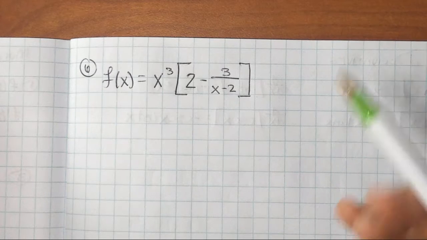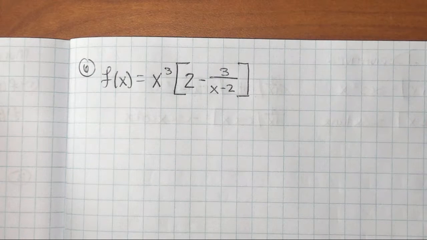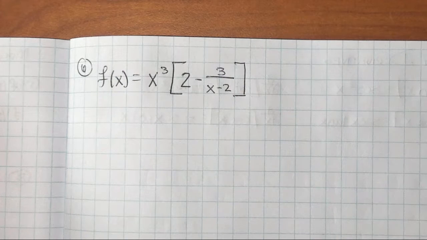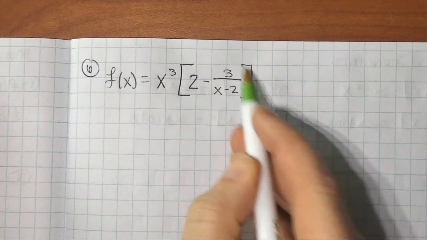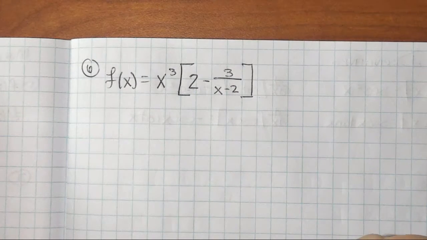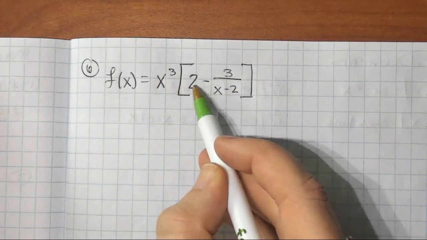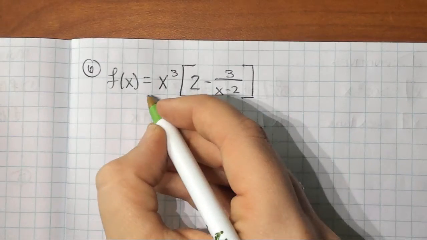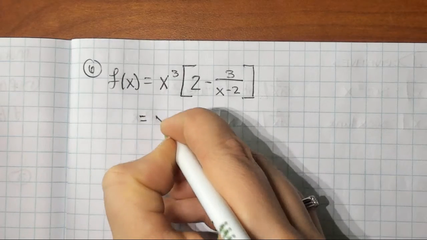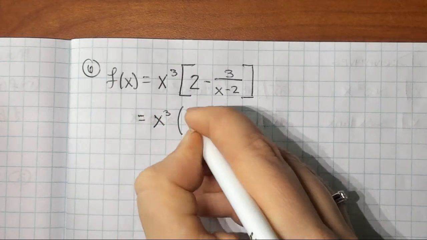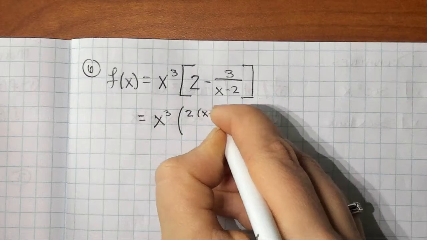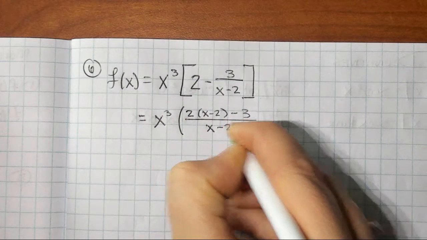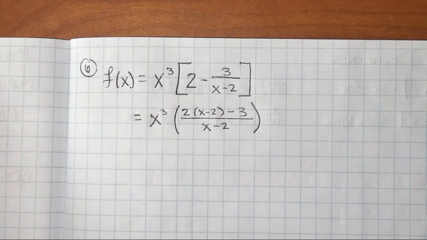Okay, so ladies and gentlemen, as I look at this, it looks really ugly, right? What was the trick that I used last time? Yeah, get a common denominator here. So let's do that. I just need to multiply this 2 by x minus 2 over x minus 2, right? So this is going to be equal to x cubed times 2 times x minus 2 minus 3 all over x minus 2. Did I lose anybody there?